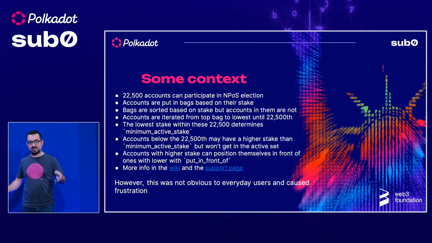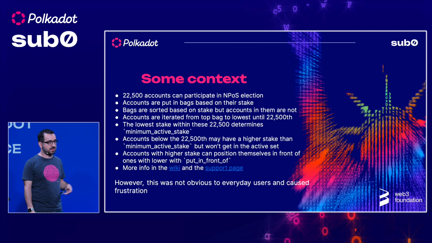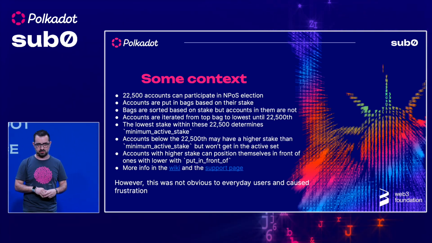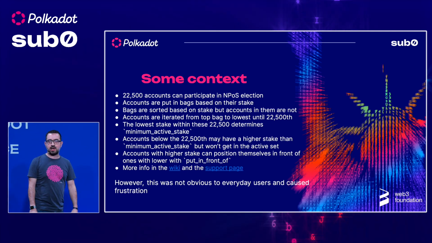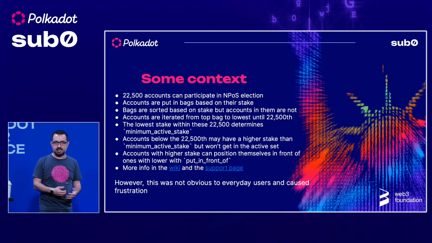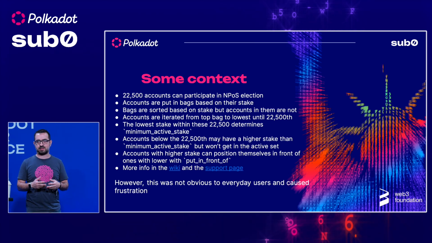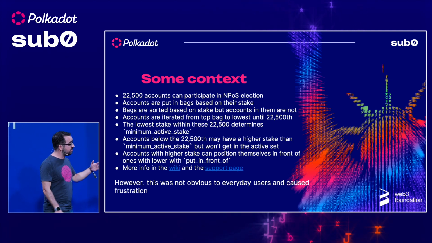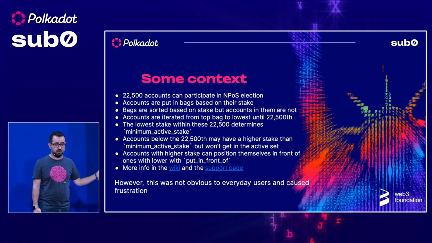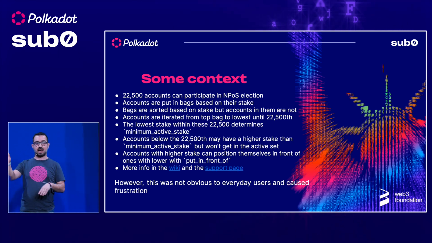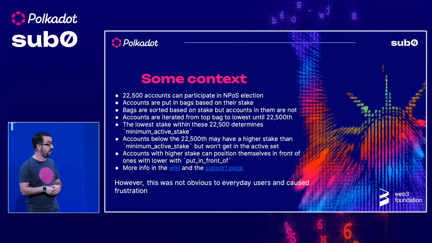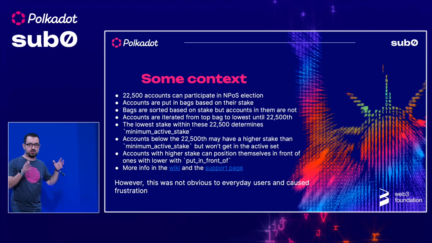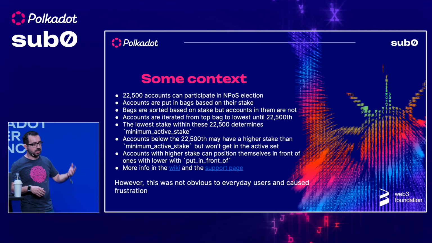The account with the lowest stake in this 22,500 defines this minimum active stake. Now, the problem is that in the last bag, some accounts with higher stake might not get in the active set because the accounts within the bags are not sorted based on stake. So we get requests in support saying, hey, why am I not getting staking rewards? And the answer 99% of the time is because their account was below the last account to participate in the election. Thankfully, there was an extrinsic, put in front of, that you could call to put yourself in front of an account with a lower stake that is in a higher position within the same bag. But this was not clear, it was not straightforward for the users, and it created frustration.